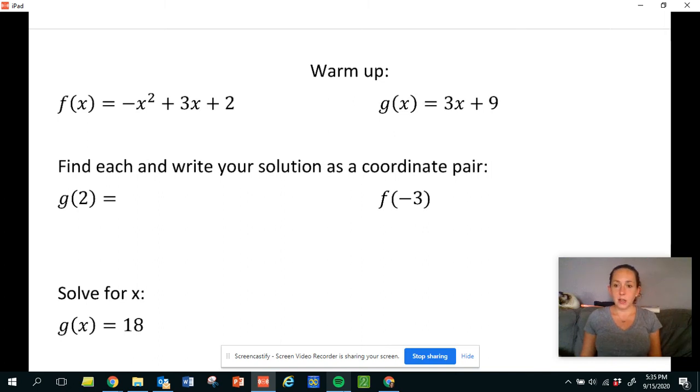Hello. For the second half of the week, we're going to be doing domain and range. This is just a quick refresher from last week with function notation. If this confused you on the quiz, this is how you do it.